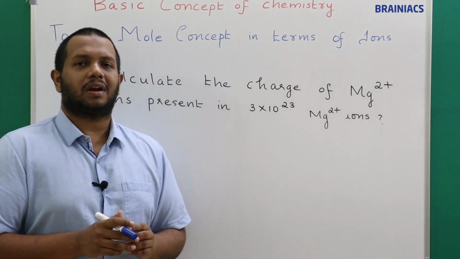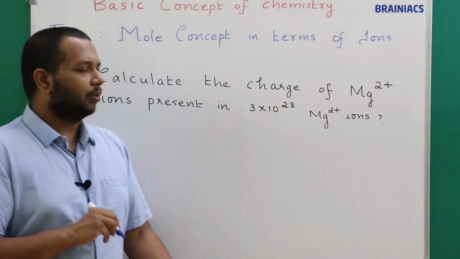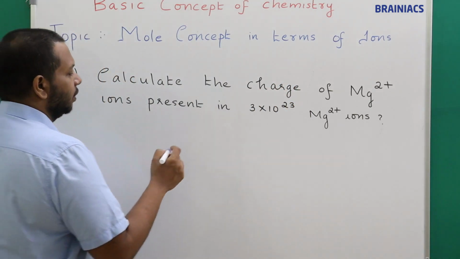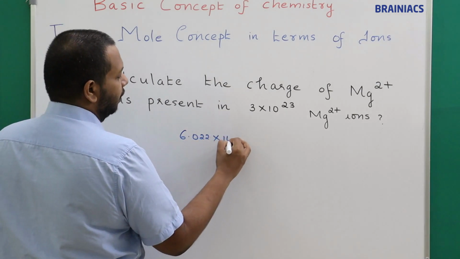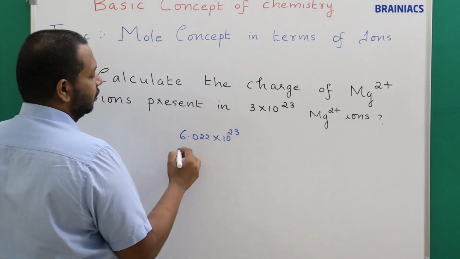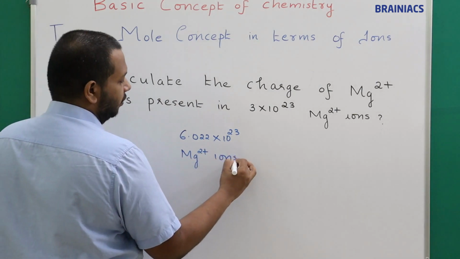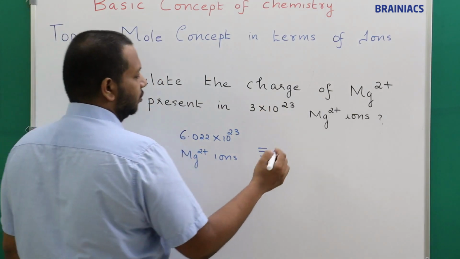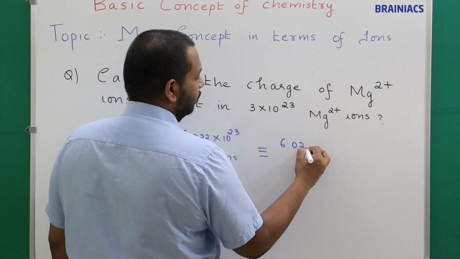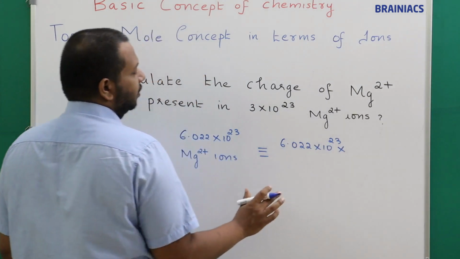So right now they have tried to link between the number of ions and the charge. So we know again our basic fundamental formula, that is 6.022 into 10 power 23. Who is this? Mg2+ ions. Mg2+ ions will have a charge of how much? 6.022 into 10 power 23 into charge of one single ion.